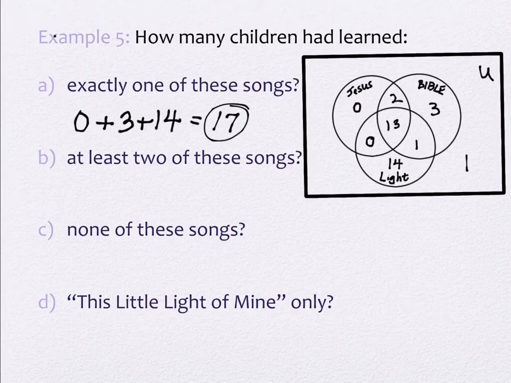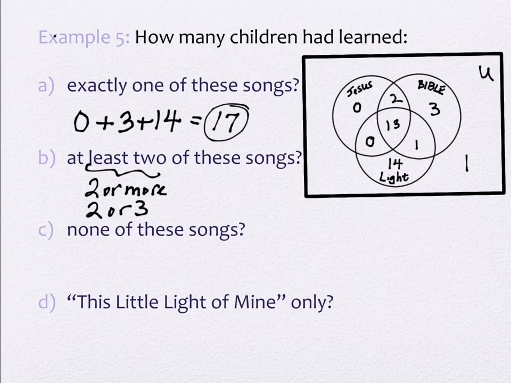Okay, the next one says at least 2 of these songs. So somebody help me out. What does at least 2 mean? 2 or more. And in the picture that we're looking at, that actually means 2 or 3, because there's only areas where up to 3 overlap, right? So 2 or 3 songs. So let's start with the 2. What numbers are in the 2 songs region? 0, 2, and 1. And in case you're wanting to know where those came from, they are these 3 pieces.